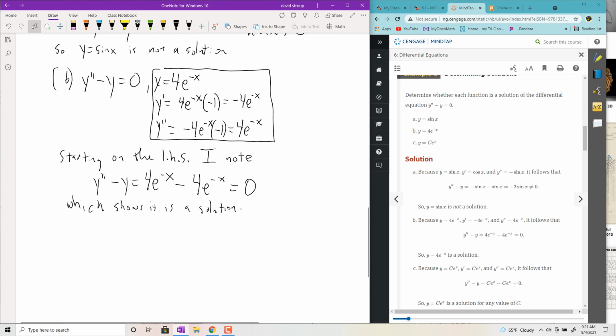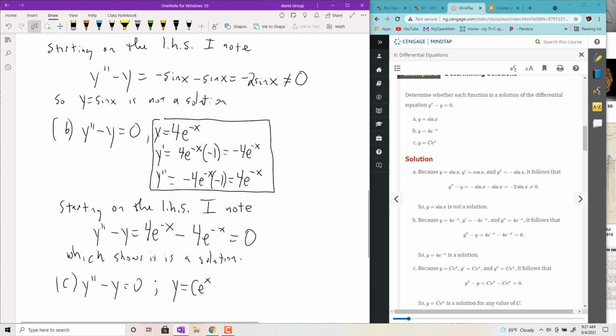Okay, so that one works. Part C, again, I'll rewrite the differential equation and my potential solution here, y equals ce to the x. One thing to note in part B, this thing that doesn't have a c in it, they're going to call that a particular solution.